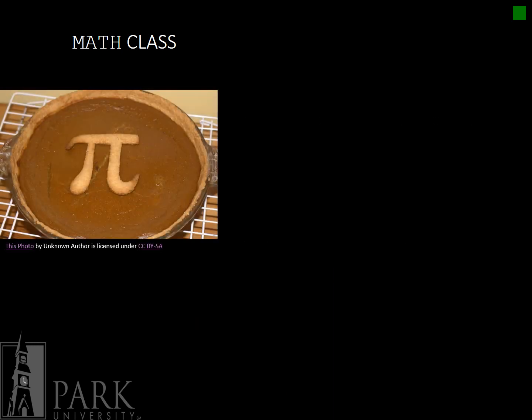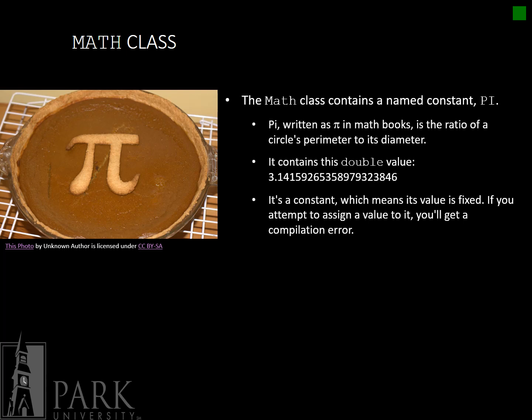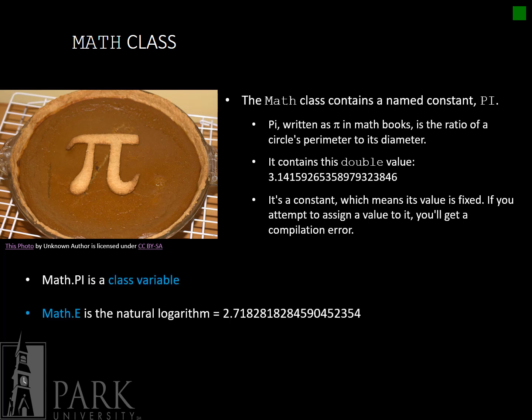Who wants pi? Well, the math class has a pi constant for you. So just as a quick recap, Math.PI is a class variable, and Math.E is the natural logarithm base, or 2.718281828459045235, just in case you were wondering. So yeah, pi. If you remember, pi is the ratio between the circle's circumference and its diameter. So just a recap for you.